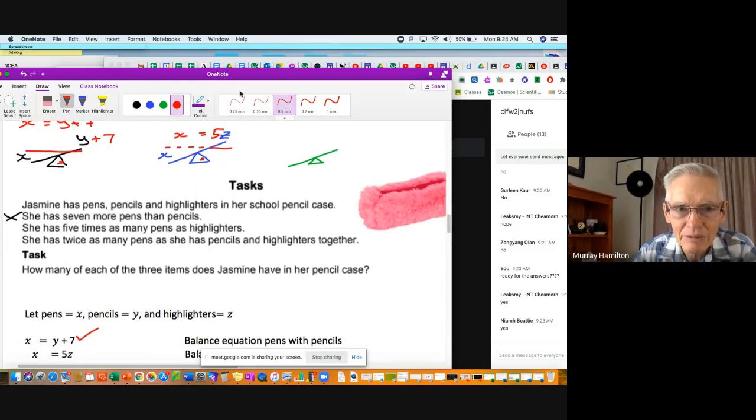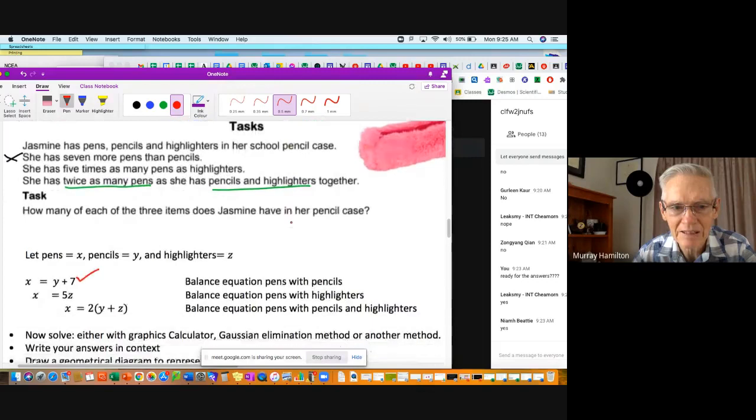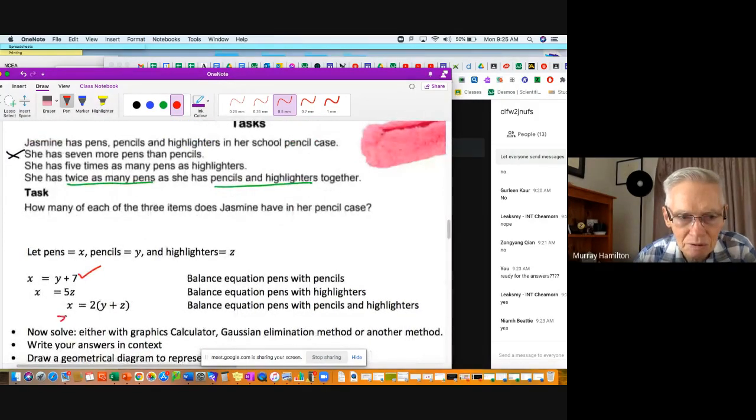And the last one, which I'll do in green here: twice as many pens as she has pencils and highlighters together. So again, the pens are here, and the pencils and the highlighters are together, and I've got to make it equal, so I have to double them. Please put brackets around the y and the z, because it says together. You could have written this last one out here as x equals 2y plus 2z.